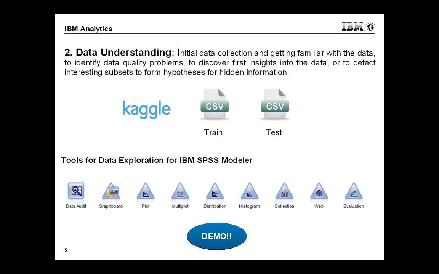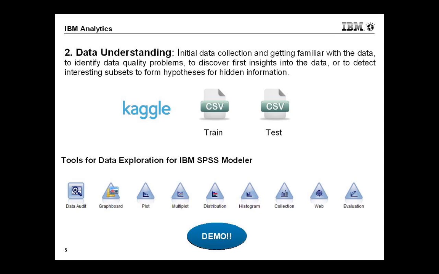So some of the tools available in SPSS Modeler for exploring data are available on the slide for you. You can see you can audit the data. You have a graph board that allows you to pick various graphs based on what data you have. You can do different plots and distributions and histograms and web graphs, and there are also evaluation curves for when you evaluate the actual model. So this is something we'll be using throughout the course.